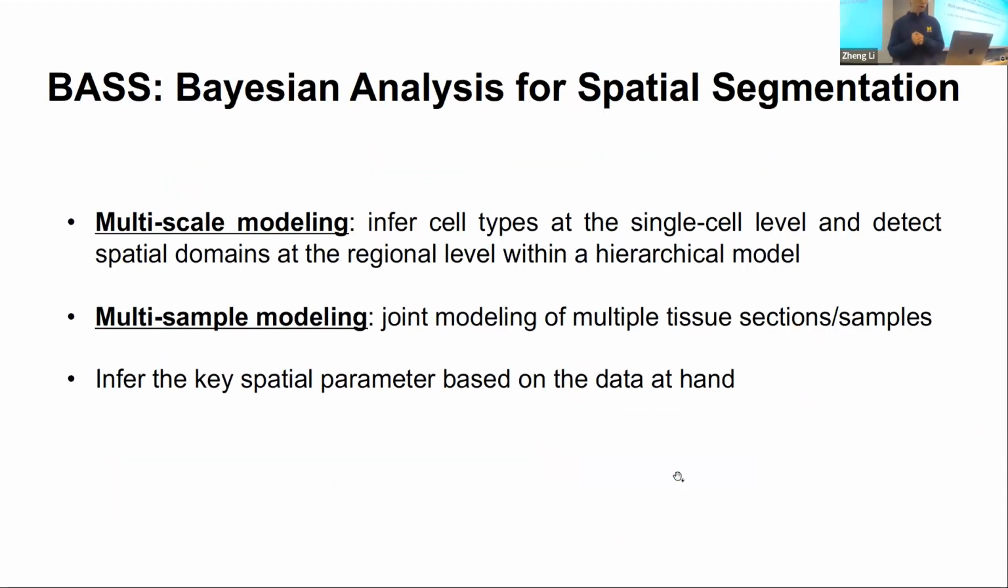So given these limitations, we have developed a method called BASS, which stands for Bayesian analysis for spatial segmentation, that can perform multi-scale modeling. So we infer cell types at the single cell level and detect spatial domains at the regional level within the same hierarchical model framework. Another feature is that we can do multi-sample modeling. That means we are jointly modeling multiple tissue sections together. And finally, we can infer the key spatial parameter based on the data at hand.